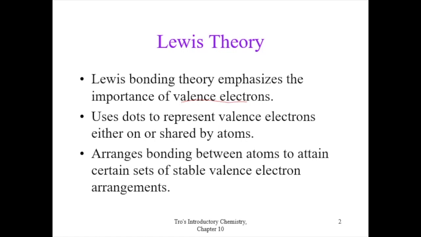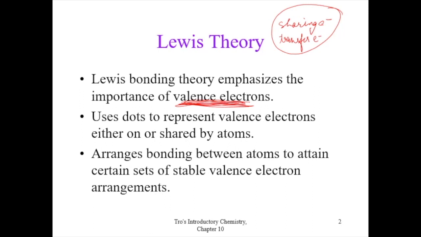Like we have discussed before, whenever compounds are formed, they are usually formed either by sharing electrons in covalent compounds or by transfer of electrons. For instance, that transfer of electrons usually happens in ionic compounds. The electrons that are transferred or shared between atoms are usually valence electrons. So Lewis bonding theory tells us the importance of valence electrons.